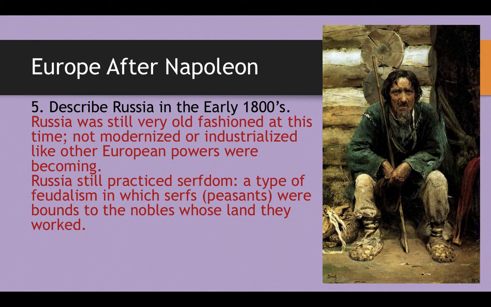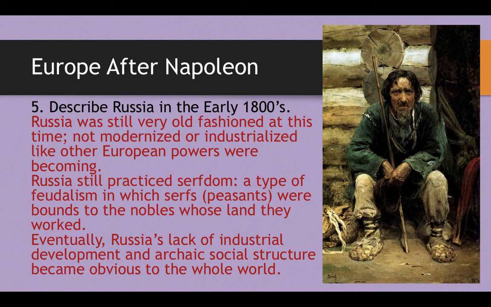And remember that term serfdom, that is a type of feudalism. Now, when you think of feudalism, you think of the Middle Ages. Okay? You think of like the 1300s when feudalism was really big in Europe. But here in the 1800s, Russia still has it. They still have this very outdated economic process called feudalism, in which the serfs, or the peasants, were bound to the nobles whose land they worked. They could not rise out of that lower status, all right?